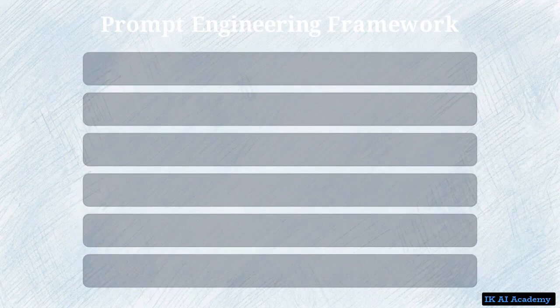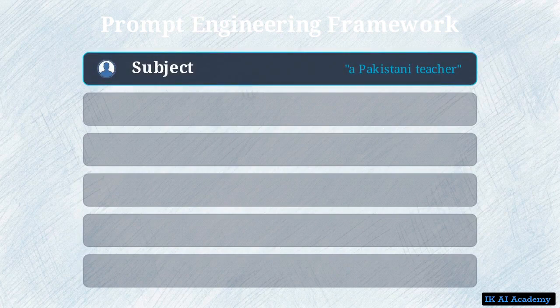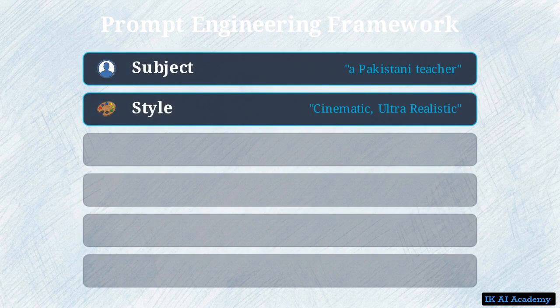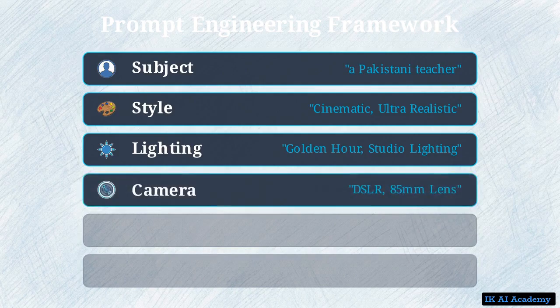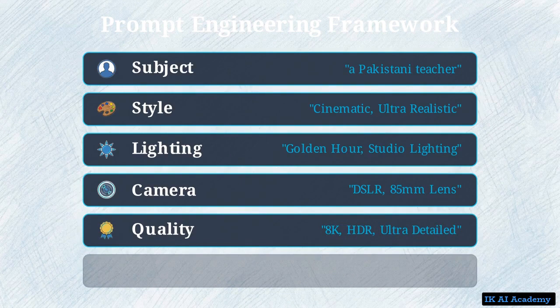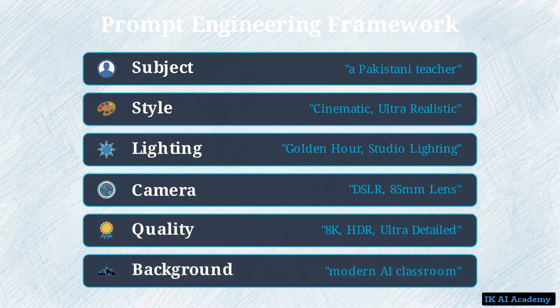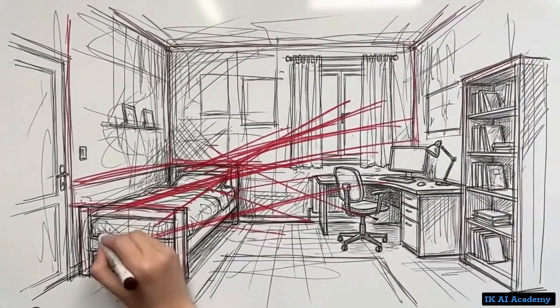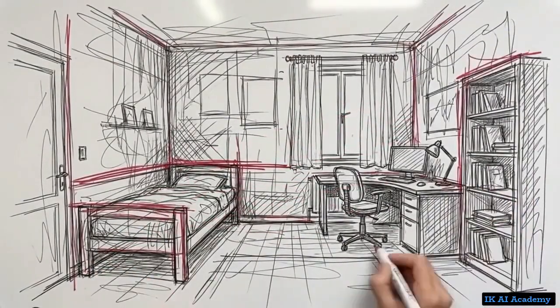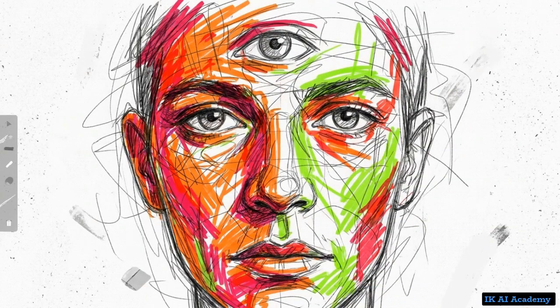To give the AI the exact parameters it needs, professional designers use this 6-part framework. Step 1. The subject. This tells the AI the primary focus. Next, style. This sets the artistic direction, like cinematic or watercolor. Third is lighting, establishing the scene's mood. Fourth is camera. Requesting a DSLR forces photographic realism. Fifth, quality ensures high resolution. Finally, background anchors your subject in a physical environment. If you leave any of these 6 slots empty, the rendering engine has to guess what you want. That guesswork is exactly what degrades the final image quality.